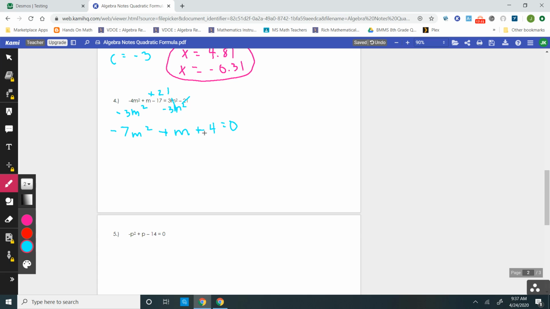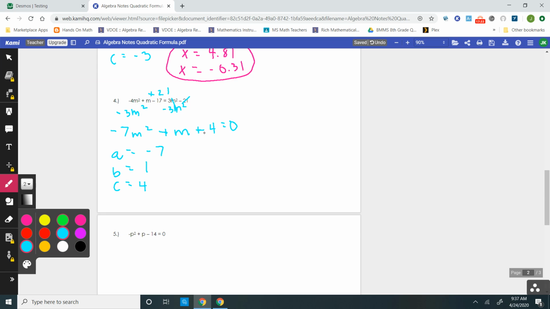And then you can just go ahead and label the A, B, and C. So A will be negative 7. Your B will be 1, the coefficient of your x term, the one by itself, and then your C will be 4 then. And then you can sub them in next.